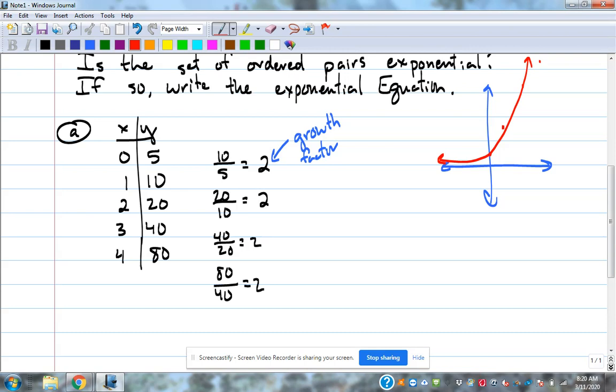Let's write the equation for this. So this is not too difficult. We're going to start out with the standard form for an exponential. We know the growth factor now because we looked at that ratio every single time. That ratio is 2, so that's going to go in the place of A.